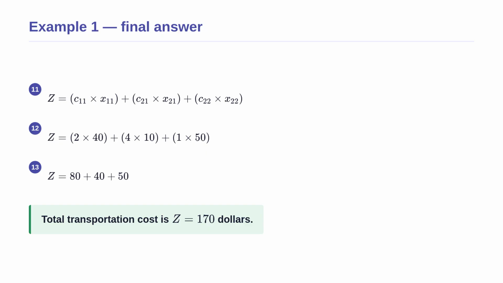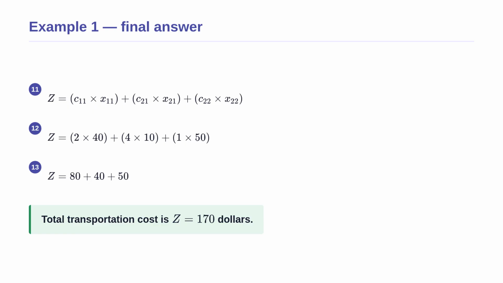We expand our objective function specifically for the 3 routes we actually decided to use, ignoring the routes where we shipped 0 items. We substitute our specific costs and quantities into the equation. We are shipping 40 units at $2 each, 10 units at $4 each, and 50 units at $1 each. Multiplying these out gives us route costs of $80, $40, and $50. Adding these together, we find our final total transportation cost is $170.